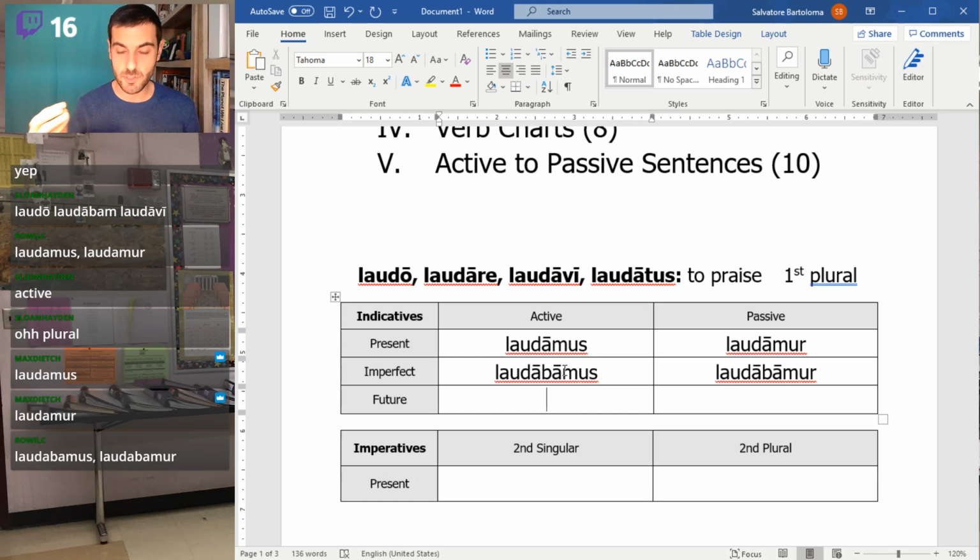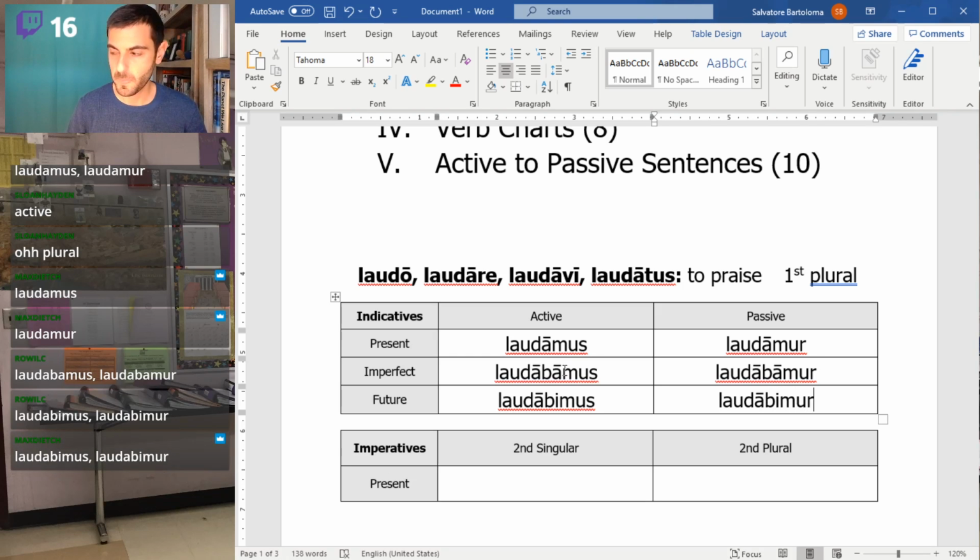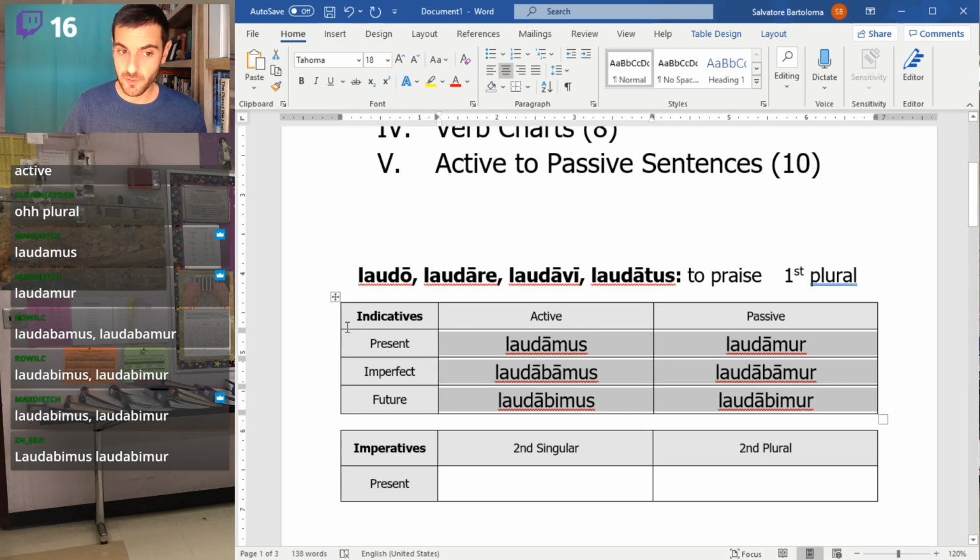And then future is the one where the conjugation is crucial. So because it is a first conjugation verb, we're going to follow that old pattern that I know you guys remember really well, which is laudabimus and laudabimur. Okay? Those are the first 6, what we call the indicatives.